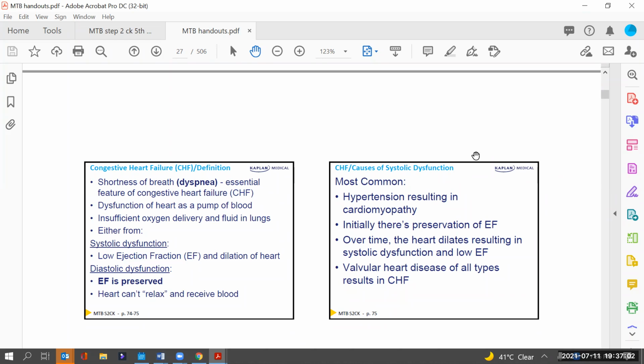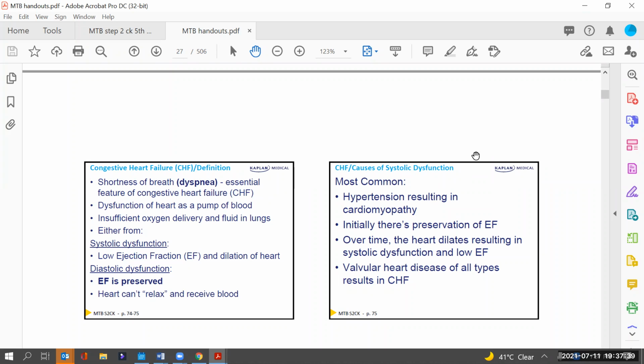On the basis of these two features, we will say this is a systolic dysfunction and this is a diastolic dysfunction. The main thing is ejection fraction. Whenever we solve a recall based on congestive heart failure, we will think: congestive heart failure is there, but is it systolic or diastolic dysfunction? So you always have to look for the ejection fraction. Normal ejection fraction is 55 to 70%. If in a question the ejection fraction is below 55, always think of systolic dysfunction, because in systolic dysfunction there is always a low ejection fraction.